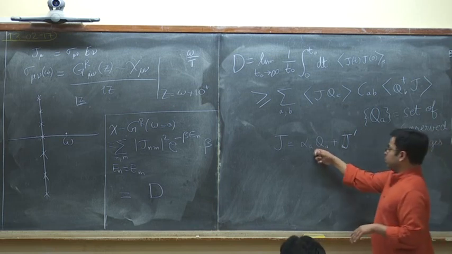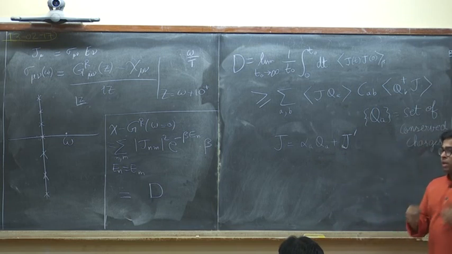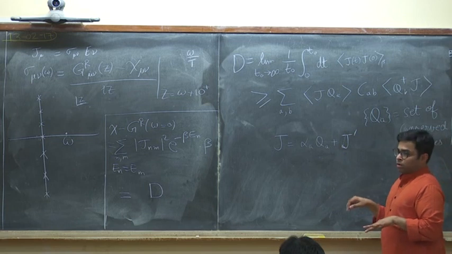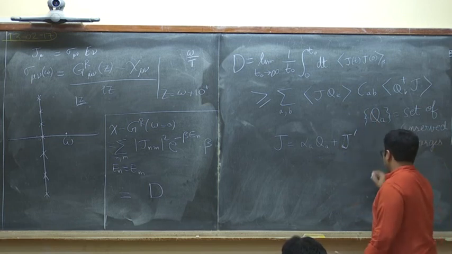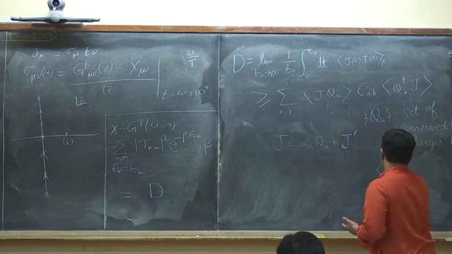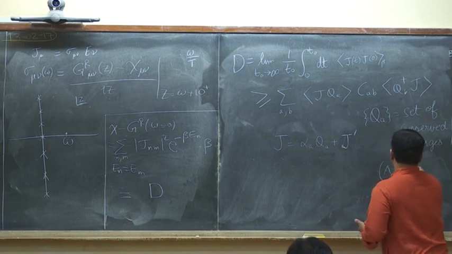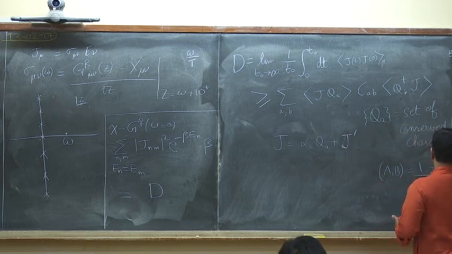But I pick these QAs, which I know when I evolve with e to the iHt will be conserved in time. And I pick an orthogonal set of them. Orthogonal under trace. Under this inner product. No, under the inner product of two operators is the expectation value. So inner product AB is equal to 1 over Z beta trace e to the minus beta H AB.